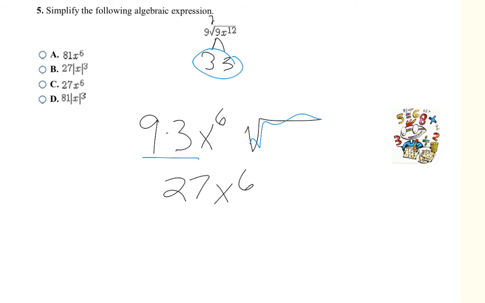And then I just need to check to see if we have the even, odd rule. So I look at my first variable, which is x. I have an even index, and I have an even exponent on the x in my answer. So that's even, even. No absolute value symbol is necessary. So that means choice C is going to be my final answer.